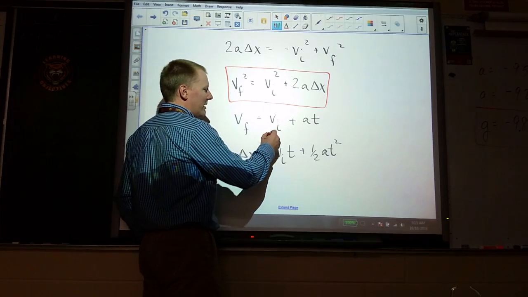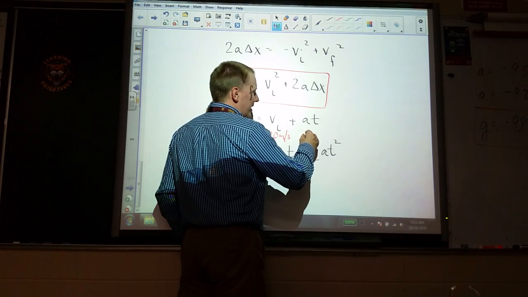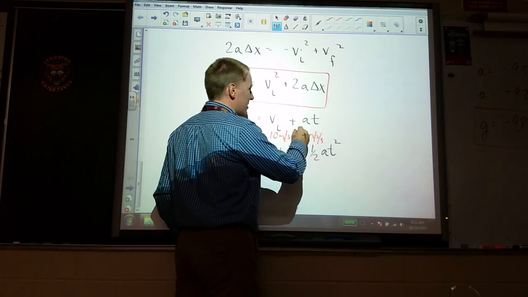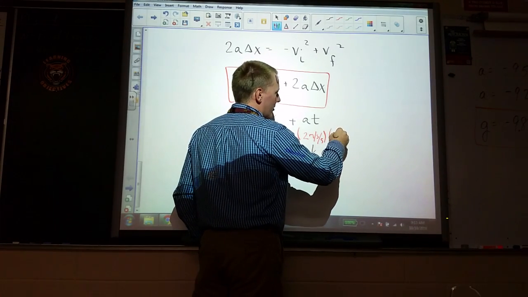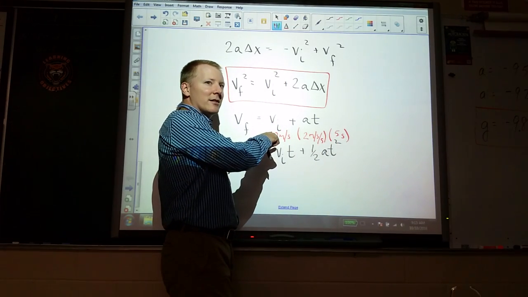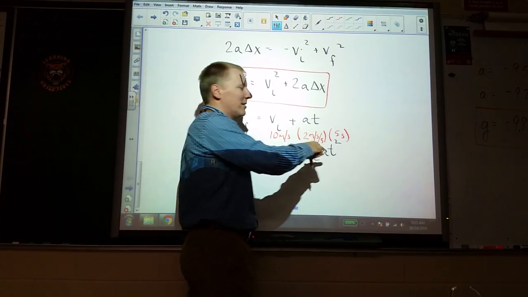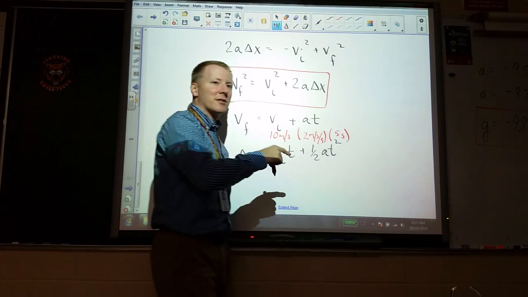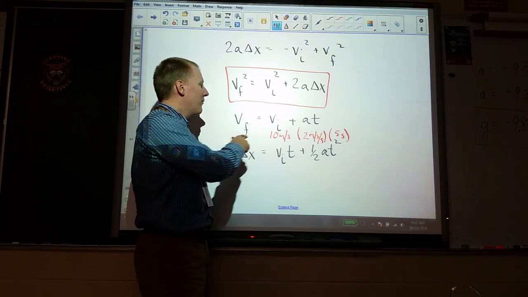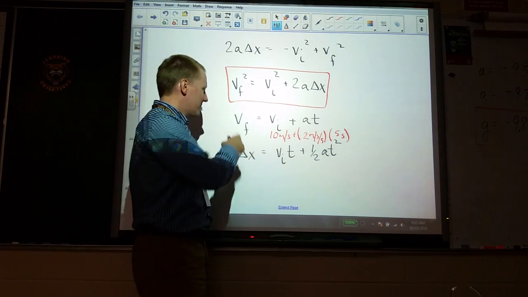Let's say that something is going 10 meters per second, and it's accelerating at 2 meters per second squared. So every second it's going 2 meters per second faster. And let's say that we want it in 5 seconds. So if it started at 10 meters per second, and then every second it's going 2 meters per second faster, after 5 seconds that would be 10 meters per second faster. We'd now be going 20 meters per second. So the final speed would be 10 plus 10, or 20 meters per second. That's what VF would be.